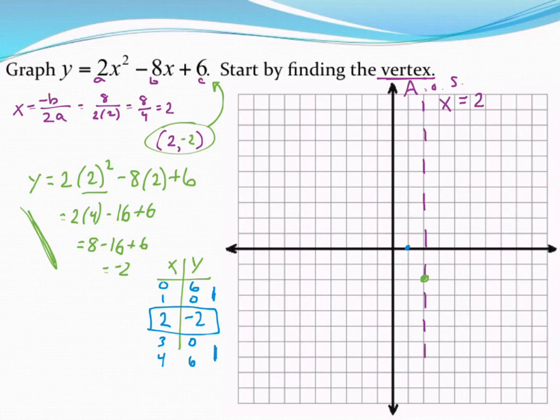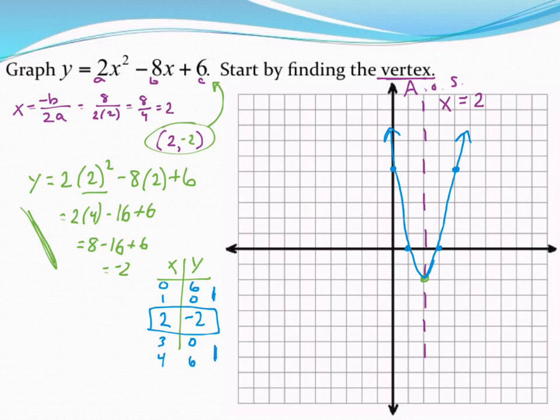So (1, 0) is going to be right there, and then (3, 0). I can just use symmetry though. And then finally we've got (0, 6), which would be right up there, and then just using some symmetry I can reflect that point over there. Now that I have my 5 points, go ahead and make a smooth U-shaped curve. You don't want this to be too pointed down at the vertex, so make it as round as possible. Add some arrows because that parabola will go on forever.